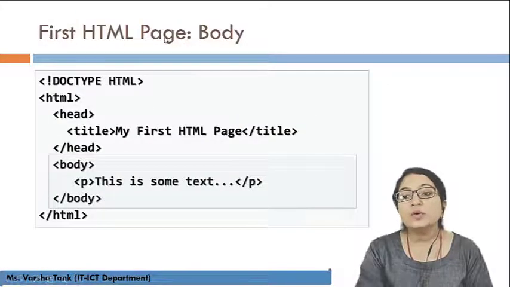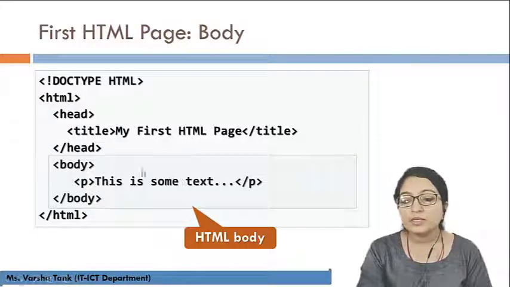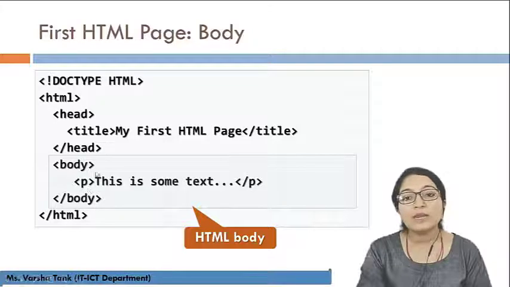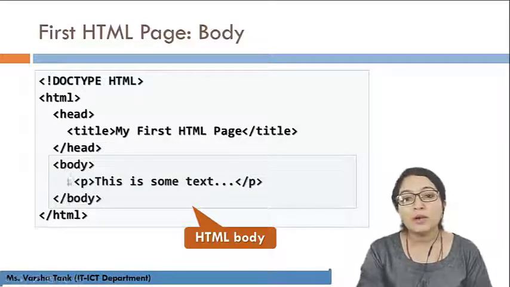Now next, first HTML page body. So this is the body portion of your HTML document. Here you can see this is the HTML body, the content defined in the body tag, in between the starting body tag and ending body tag, or you can say the opening body tag and closing body tag, that is your HTML body.